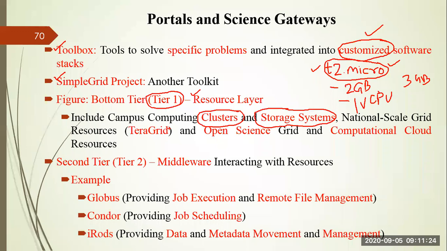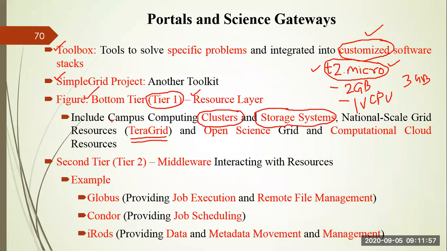Such resources are available in tier one, and they will be provided to the user based upon the request. National scale grid resources like TeraGrid are also there in the bottom layer. Open Science Grid, computational cloud resources, everything will be there in the bottom layer. If you look at the bottom layer, you will find a set of servers, a set of workstations, a set of interconnection networks, a set of storage devices. These things will be there in the bottom layer.